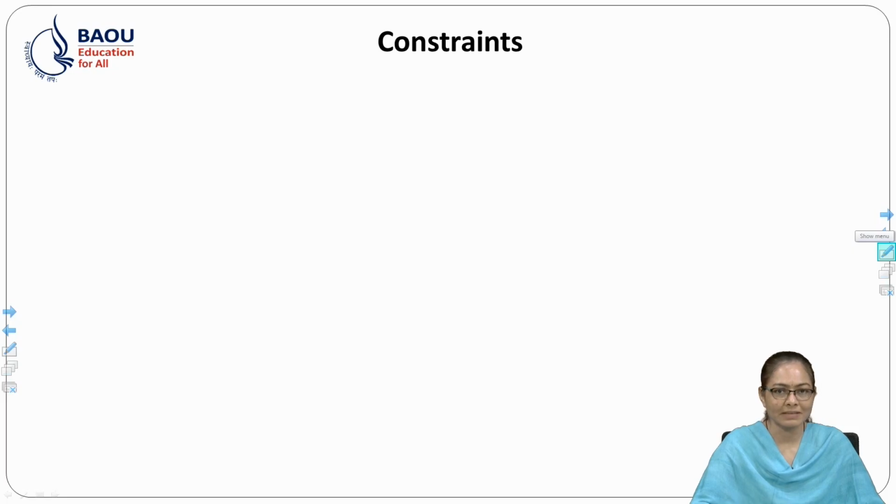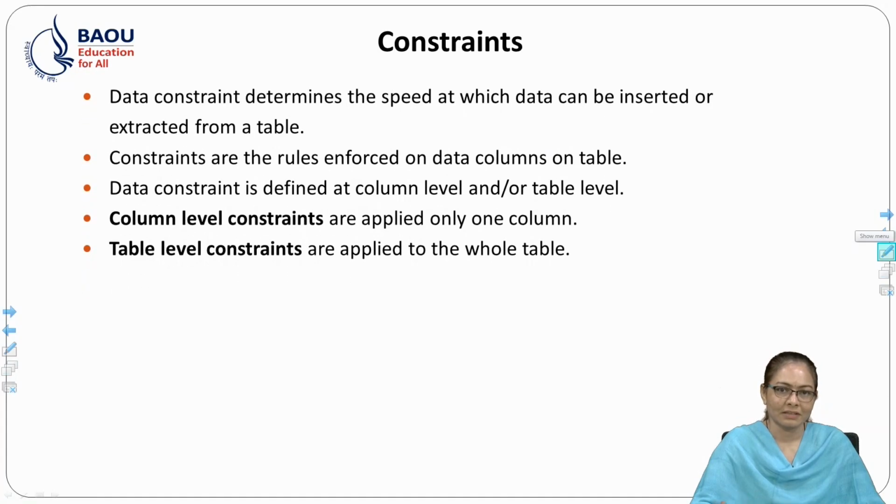It is an important topic in database. Data constraint determines the speed at which the data can be inserted or extracted from the table. The constraints are the rules enforced on the data columns of the table. Using data constraints, we store proper data in the database. The data constraint is defined at a column level and or a table level. The column level constraints are applied to only one column at the time the column is declared, whereas the table level constraints are applied to the whole table and are applied at the end of the table.